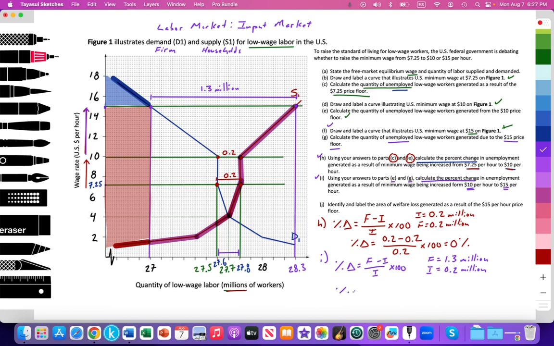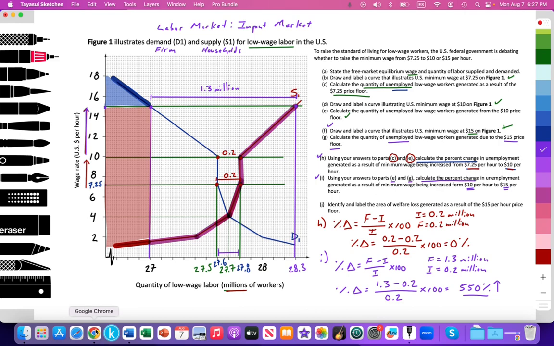So percent change is equal to final being 1.3 minus 0.2, divided by 0.2, times 100. And if you calculate that, that works out to a 550% increase in unemployment. So there's a dramatic increase in the unemployment generated as we go from $10 to $15 an hour.